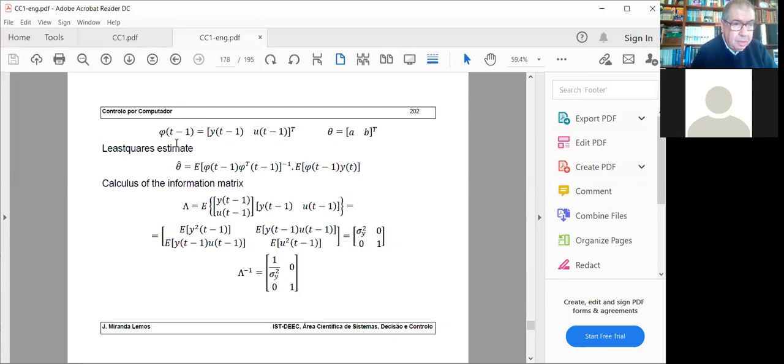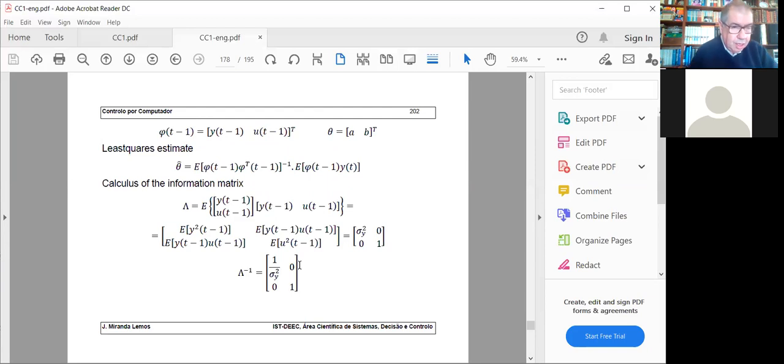So remember that phi is y of t minus 1, u of t minus 1, transposed. So phi times phi transpose is the column y of t minus 1, u of t minus 1 times the row y of t minus 1, u of t minus 1. Okay? And so you multiply this column by this row and you get this matrix here, and you take the expectation of all the elements. Okay?